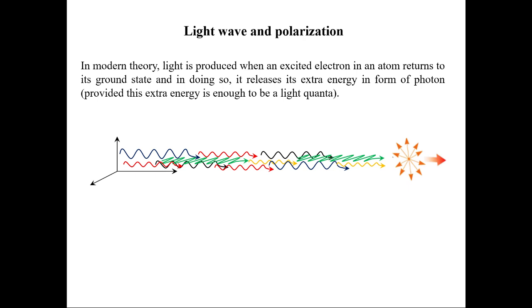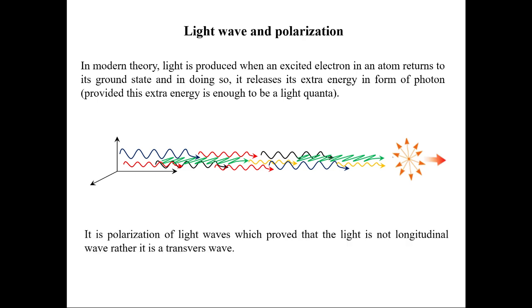The light which we get from any natural source of light is unpolarized. Therefore, a polarized wave is the one which has electric vibration along a single direction perpendicular to the direction of propagation of the light wave. And polarization is possible only with transverse waves.